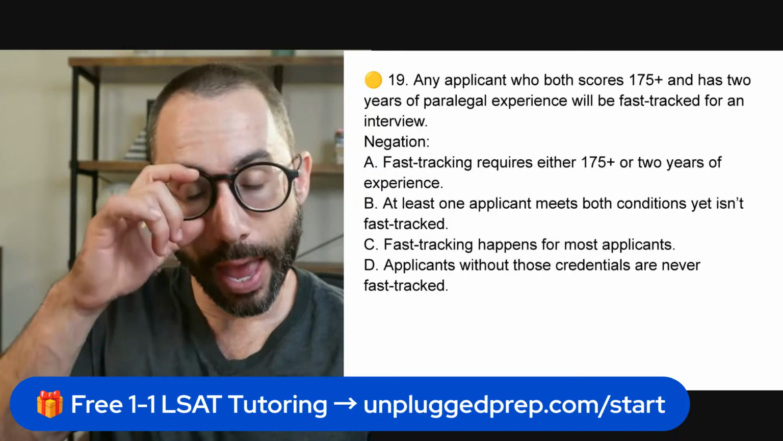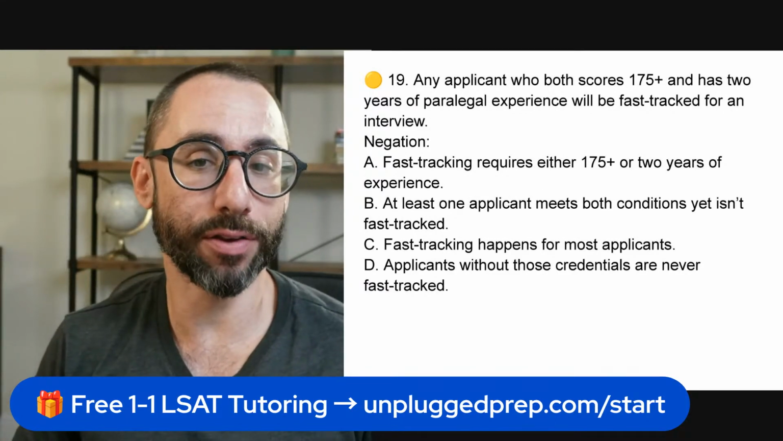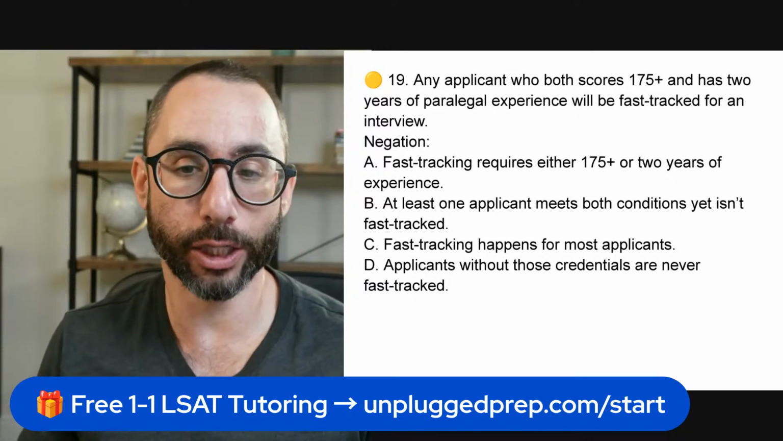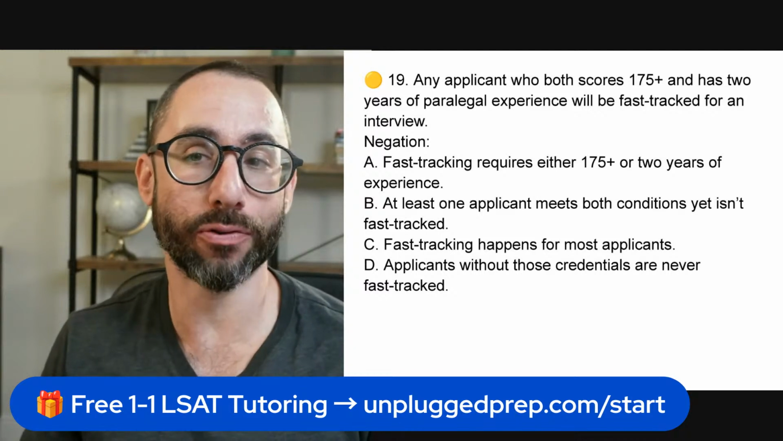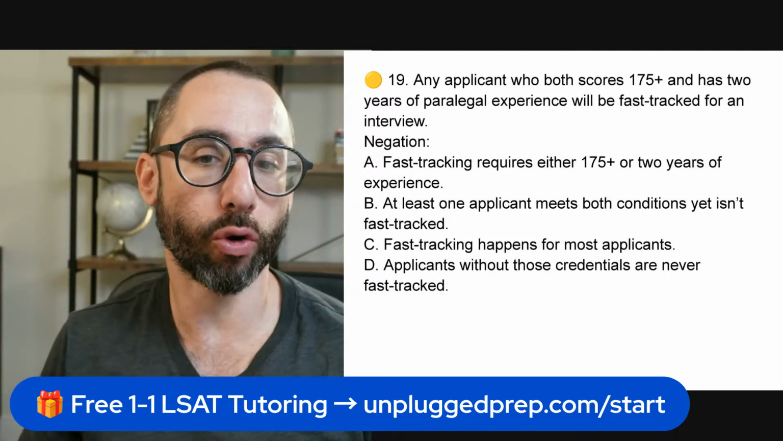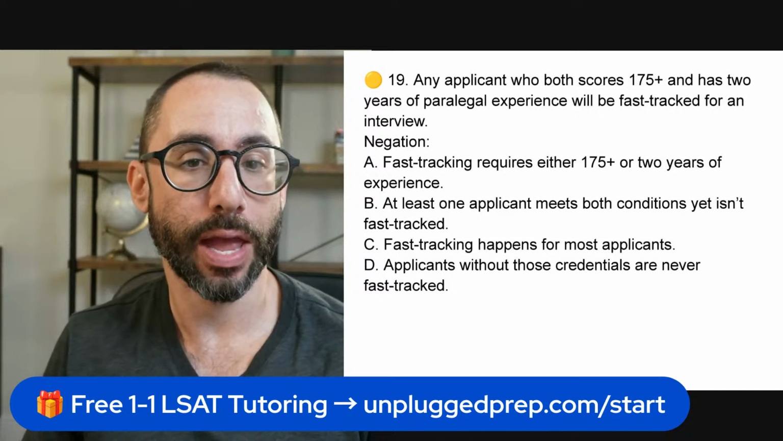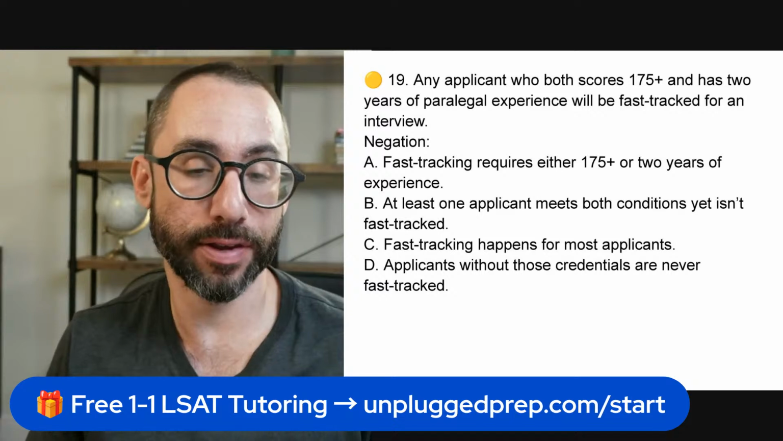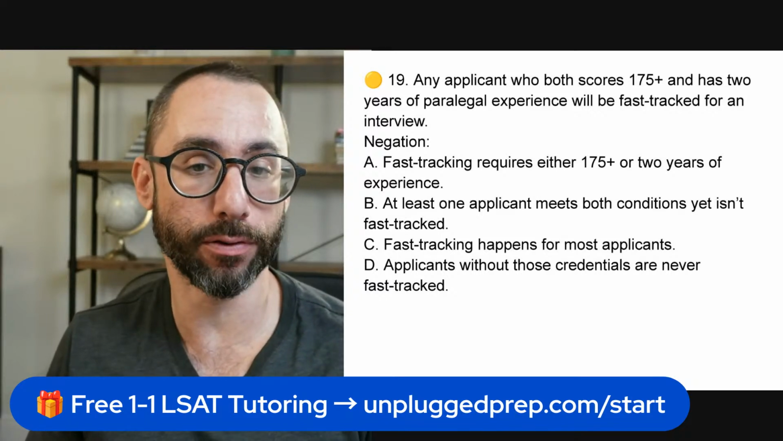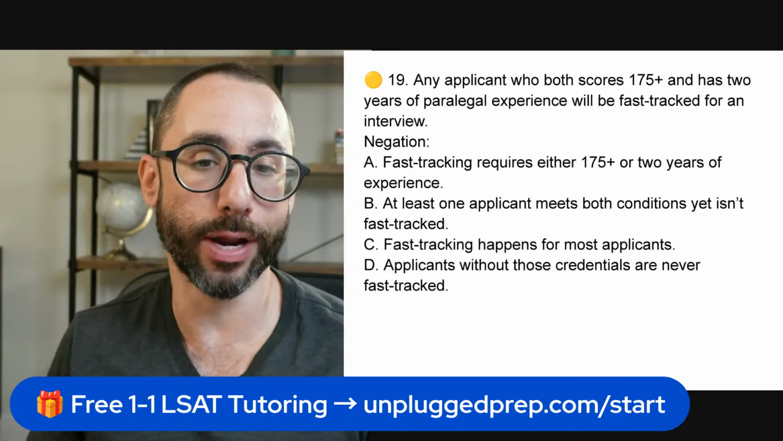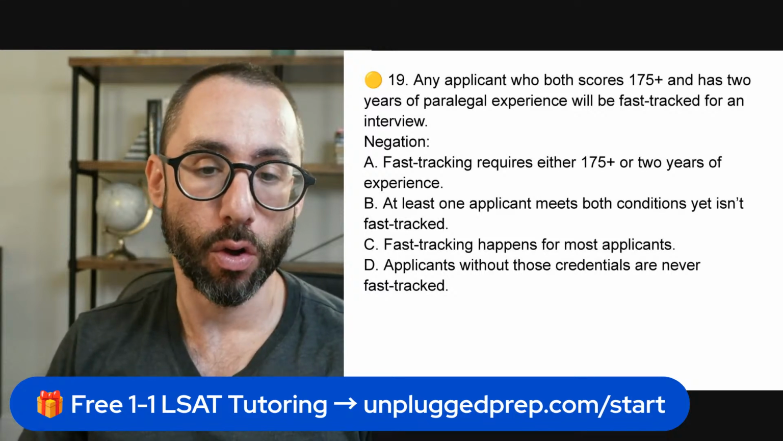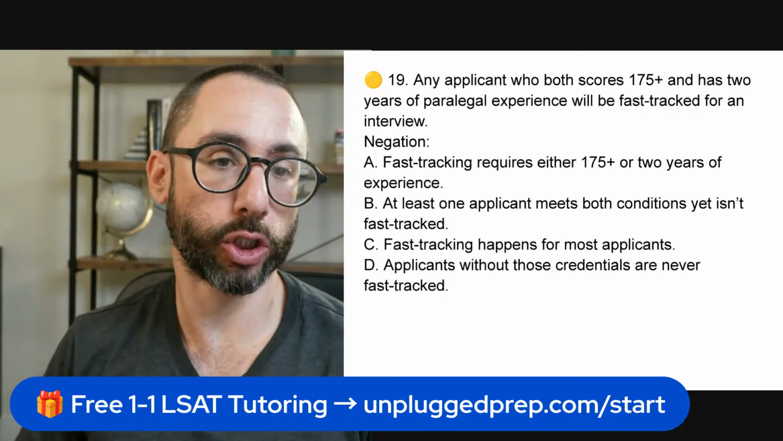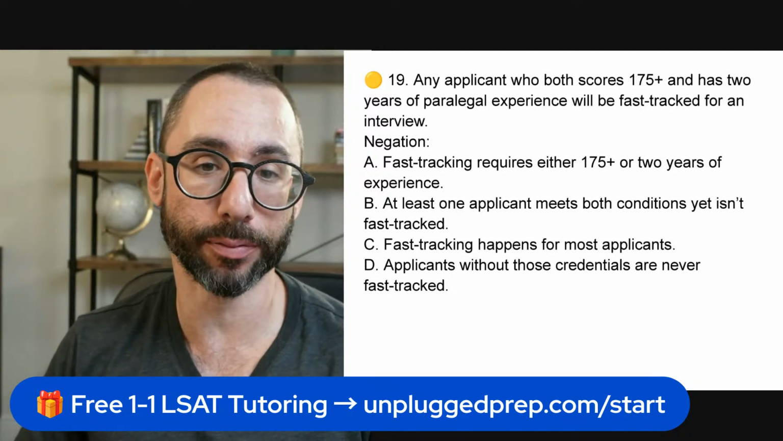Number 19, any applicant who both scores a 175 plus and has 2 years of paralegal experience will be fast-tracked for an interview. What's the negation? A, fast tracking requires either 175 plus or 2 years of experience. B, at least one applicant meets both conditions yet isn't fast tracked. C, fast tracking happens for most applicants. Or D, applicants without those credentials are never fast tracked. When you have your answer, please drop it in the chat, A, B, C, or D. If you're not sure, just put a question mark, but do commit to something.